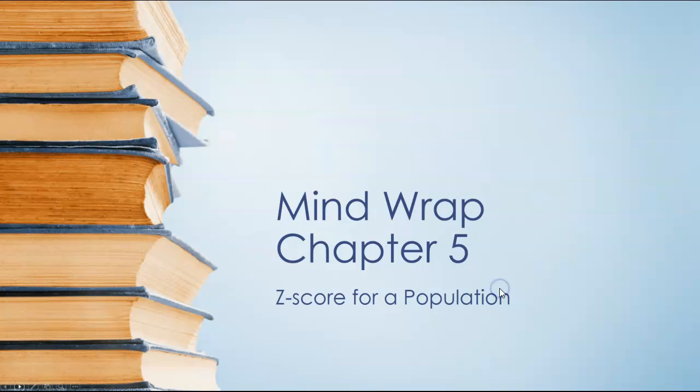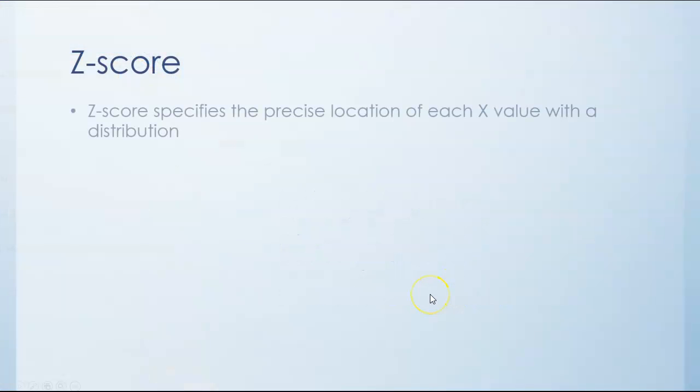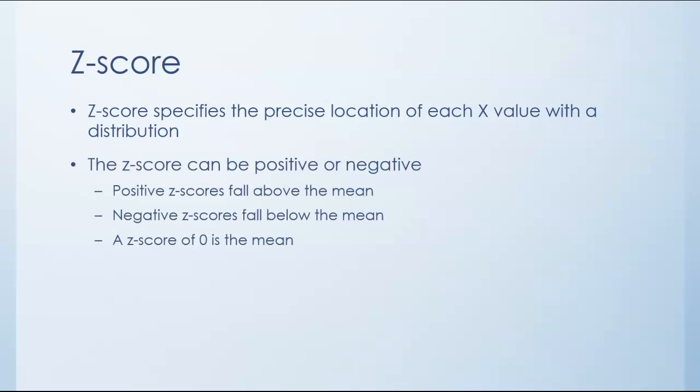So let's start just talking about what z-scores are. They are precise locations for each x value on what we typically call a normal distribution, which is your bell-shaped curve. Z-scores can be positive or negative, depending on if they fall above or below the mean. So obviously positive z-scores fall above the mean, negative scores fall below the mean. A z-score of 0 is the mean, okay? So basically, instead of having like a mean of 12, you're recalculating so that your mean is a 0.